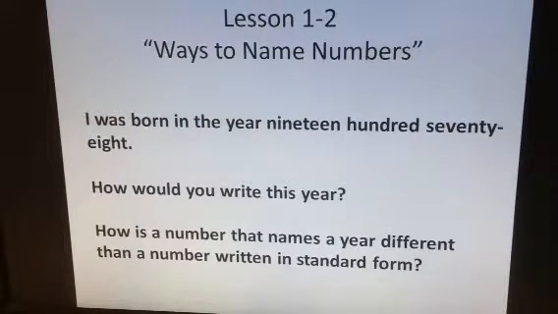I was born in the year 1978. How would you write this year? How is a number that names a year different than a number written in standard form? You would write this year by writing the digits 1, 9, 7, 8. And how a number that names a year is different than a number written in standard form is that a number that names a year does not get a comma after the thousands place, but a number written in standard form does get a comma after the thousands place. That's it for today.